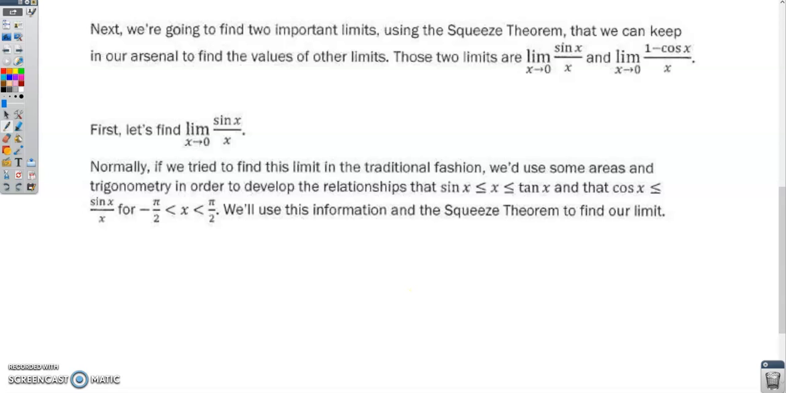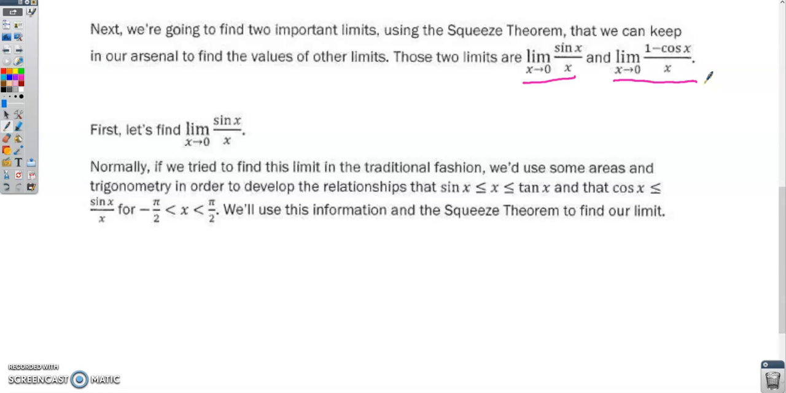In order to help us find some limits involving trigonometric functions that we did not previously have a method for finding. Alright, so we're going to find two limits. We're going to find the limit as x goes to 0 of sine of x over x, and we're going to find the limit as x goes to 0 of 1 minus cosine of x over x. We're also going to talk about the limit as x goes to 0 of x over sine of x. But we're going to find these first two using the Squeeze Theorem.